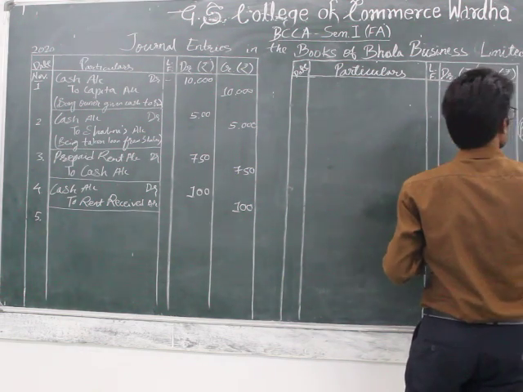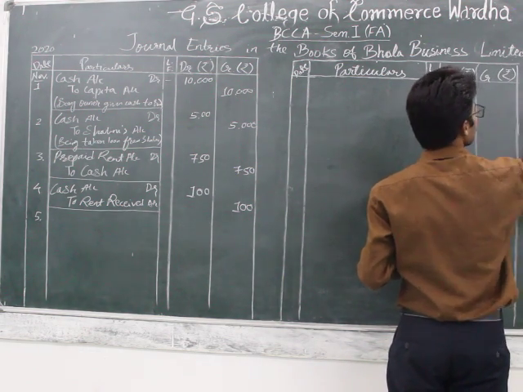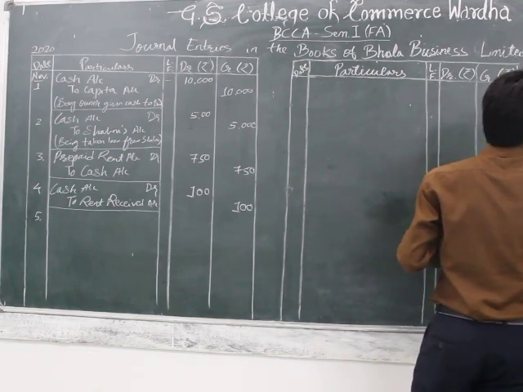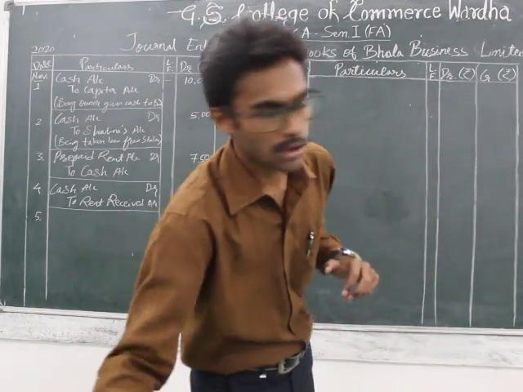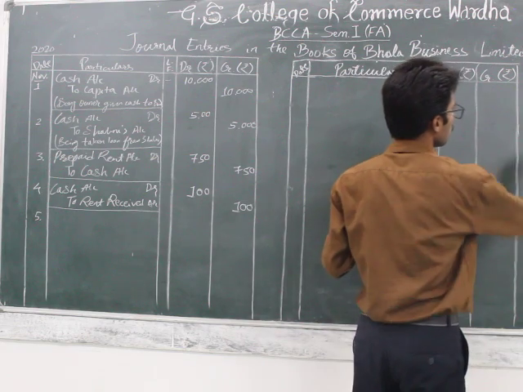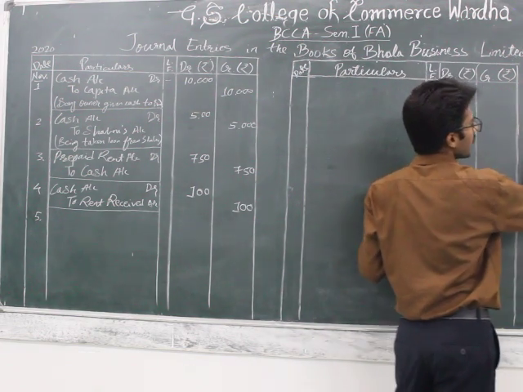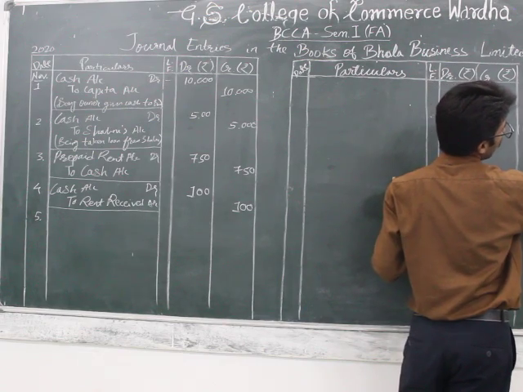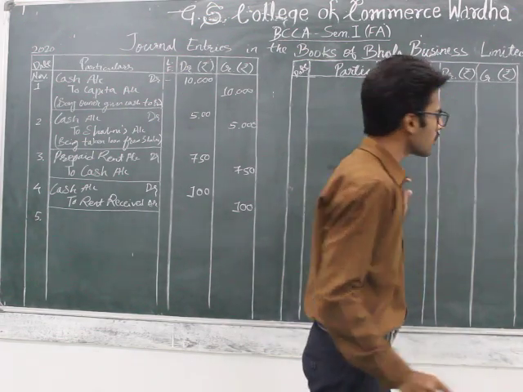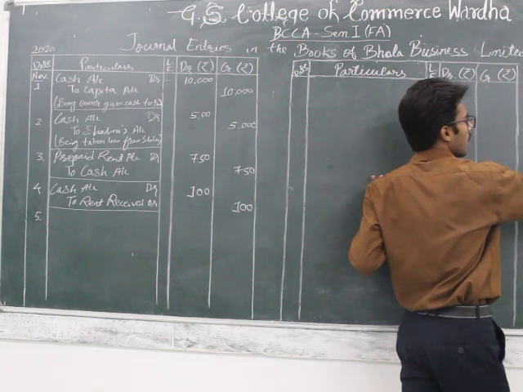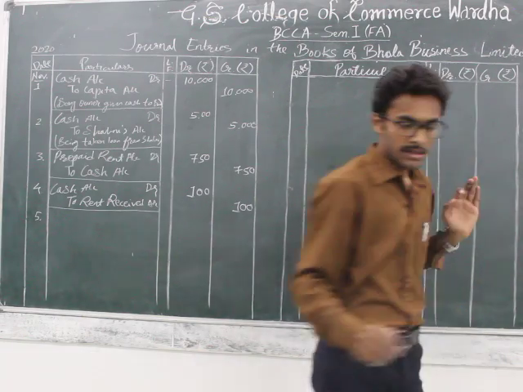The nature of a nominal account says: debit all expenses and losses, credit all income and gains. So postal stamp, PS, means postal stamp, is an expense, and the nominal account says debit all expenses and losses. The expense will be debited. What will be credited then?